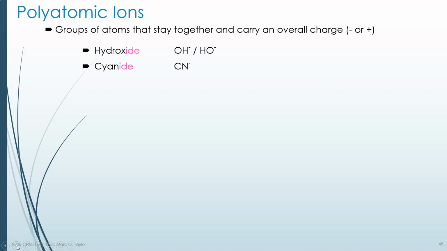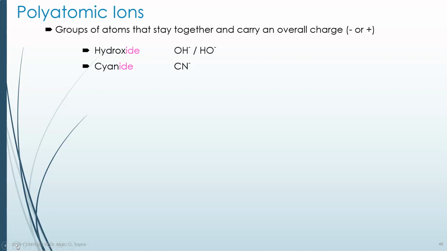So they'll end in either "ide," "ite," or "ate." Two of them end in "ide." Now, I already told you "ide" is usually reserved for single atom anions. These are the two exceptions. Hydroxide, which is composed of oxygen and hydrogen, one of each. Sometimes it's written OH, sometimes HO, and it has a single minus charge. And cyanide, which is carbon and nitrogen bound together tightly with a negative charge. These are the only polyatomics that end in "ide" that you need to know about.